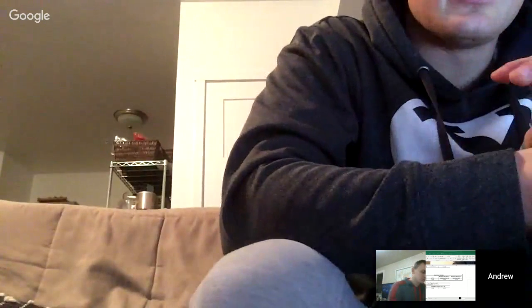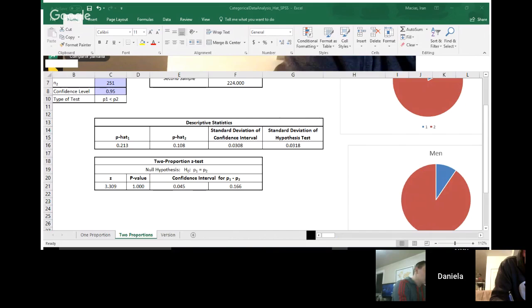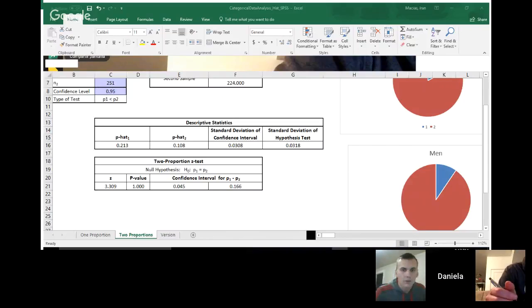Okay, I also want to do it by hand. So you take P hat 1 minus P hat 2. P hat 1 is 63 over 296, and that's 0.213, minus 27 divided by 251, which is 0.107, minus 0, all over the square root of the pooled P hat.